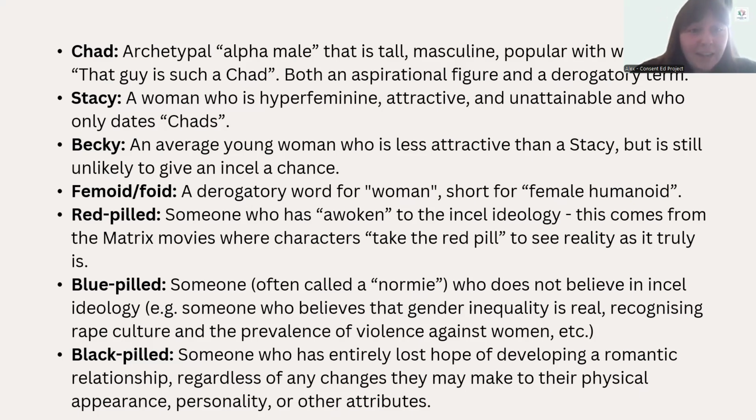We believe that gender inequality is real. We recognize rape culture and the prevalence of violence against women. And then if you're black pilled, you're on the very end of the spectrum. That's someone who's entirely lost hope of developing a romantic relationship, regardless of any changes they might make to their physical appearance, personality, or other attributes. They just think they're a completely hopeless case, which, to be honest, is quite a dangerous space to be in, because this is where extremist things can happen. There have been many cases where young men have acted out in quite violent ways because they felt so hopeless about ever getting a romantic or sexual partner.